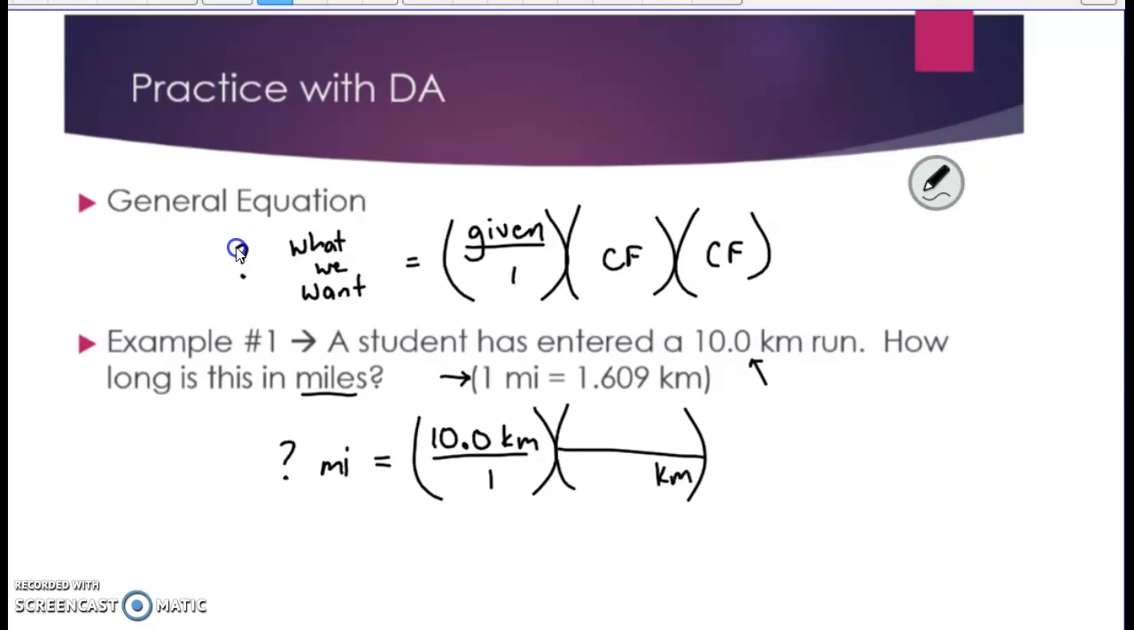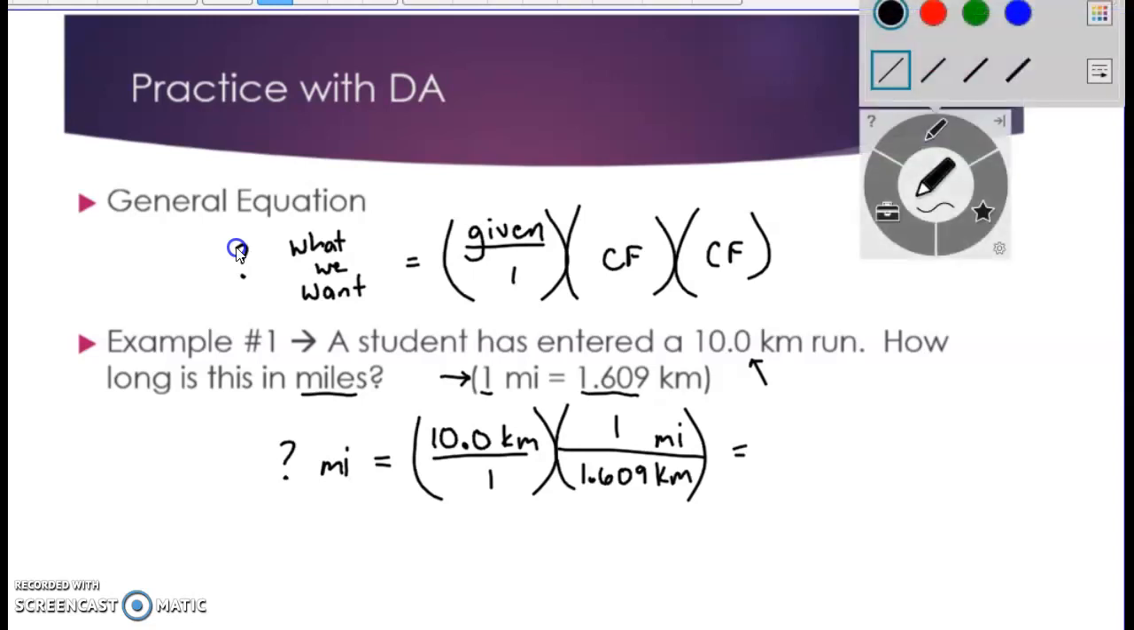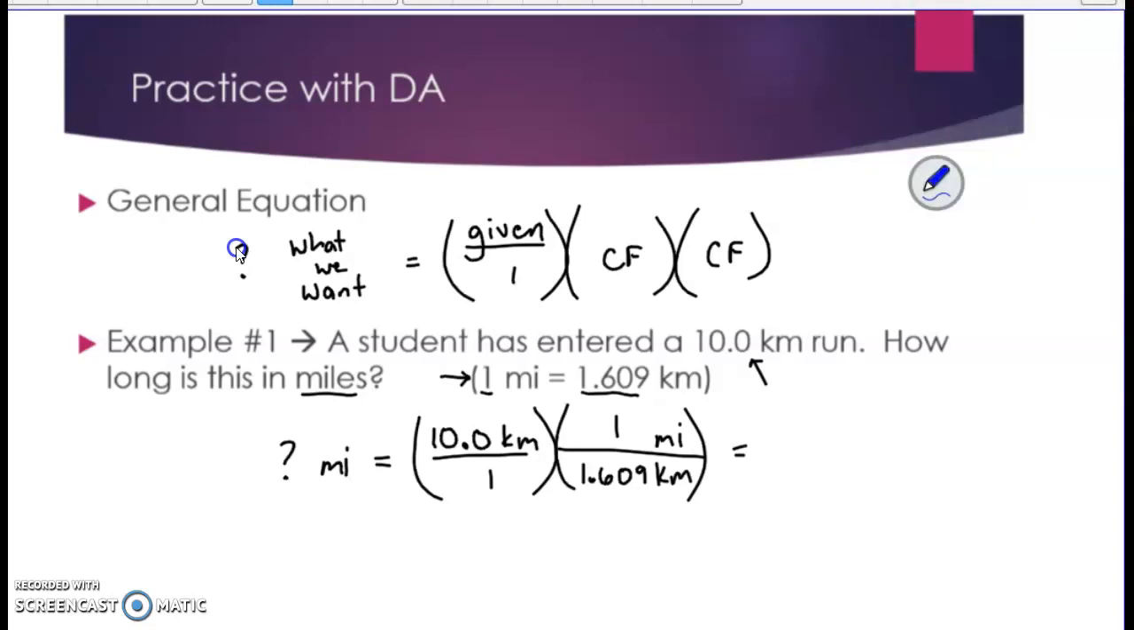From my conversion factor, I know that the other unit is miles. And then I'm going to plug in my numbers. It's 1 mile for every 1.609 kilometers. If you want, you can cross out your like terms, just the units. So since km is top and bottom, it can go away, and it leaves us with just miles. I do the math, and I get 6.215.